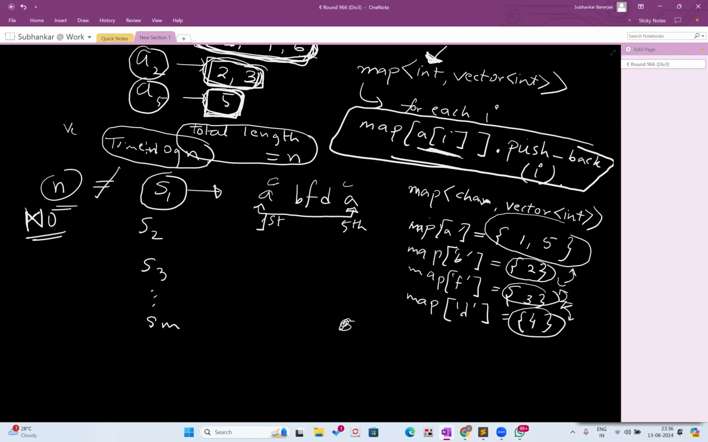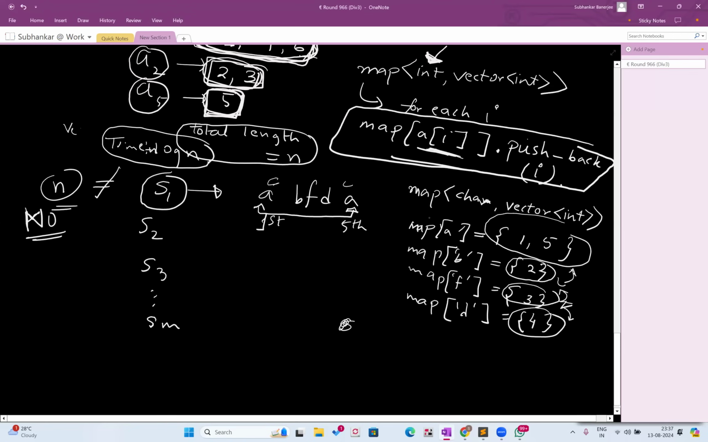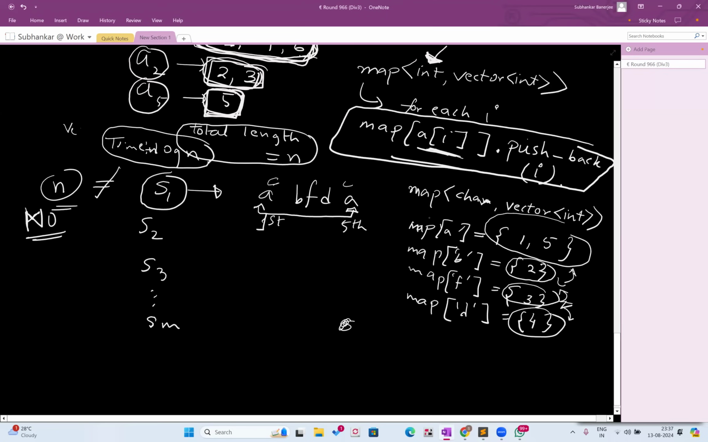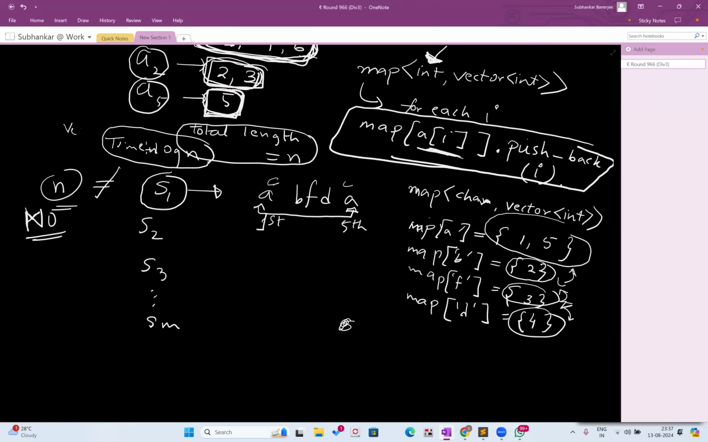So anybody has any doubt about this approach? So you can ask me. Did everyone get it, what we are trying to do? Okay, so these vectors should be matched. So I think everyone got that.